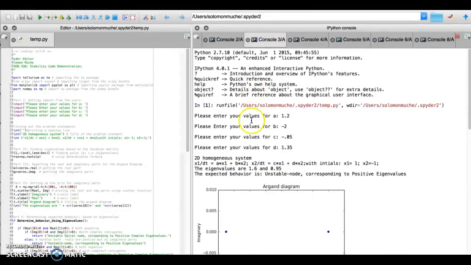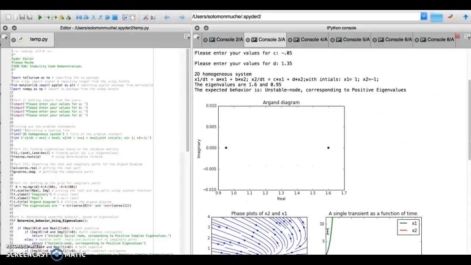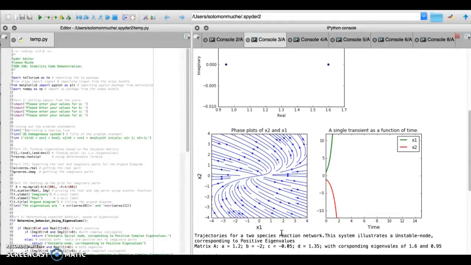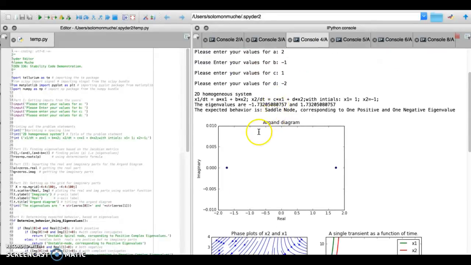In another plot, as you see, the eigenvalues are both positive, so we should expect the system to diverge away from the steady state. Indeed, as you see here in the plot, both x1 and x2 are diverging away from the system. The time plot will also show that both x1 and x2 are diverging away from the steady state. And we can also see another plot here.